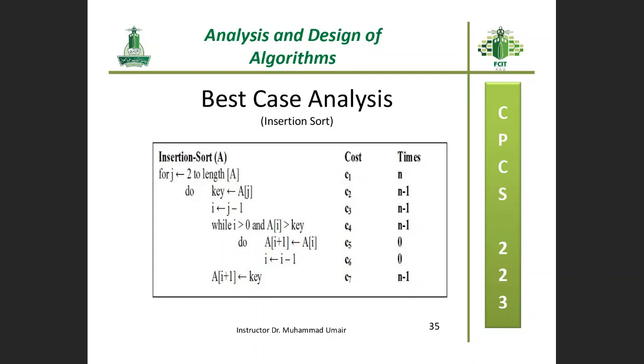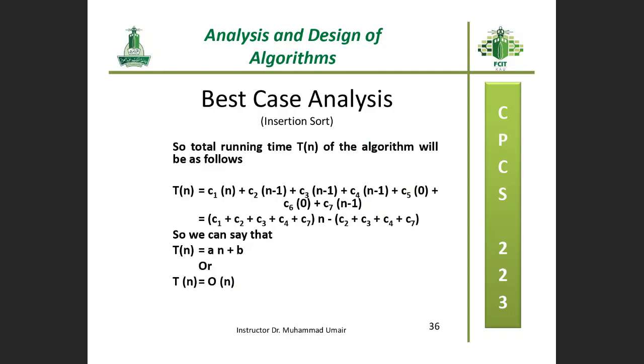This is the best case scenario, and again, if you want to calculate the running time, that will be represented by T of n, and you will calculate it by multiplying the cost column with the corresponding times column. After multiplying these corresponding values, you will add them up to calculate the total running time. So the equation for the best case analysis will be equal to C1 into n, C2 into n minus 1, plus C3 into n minus 1, and so on.